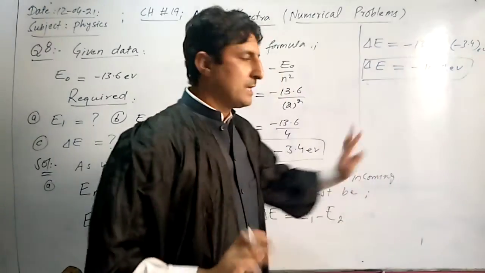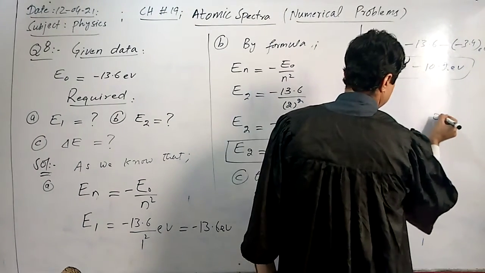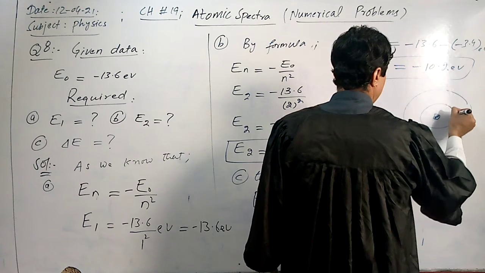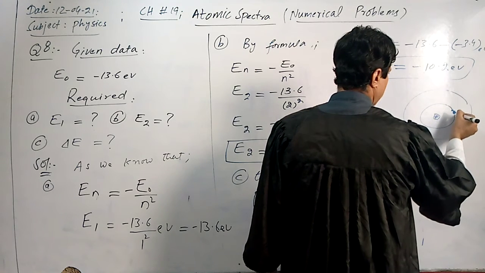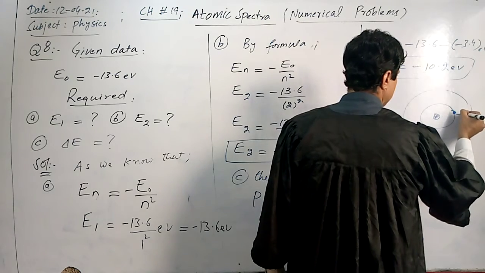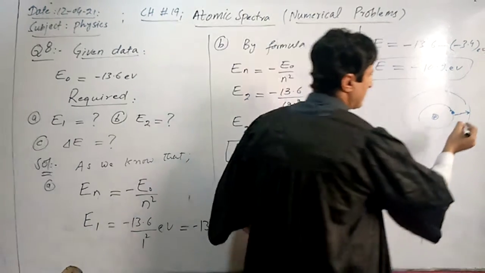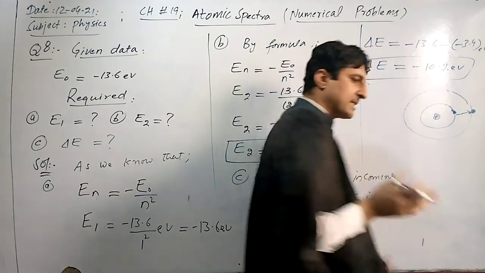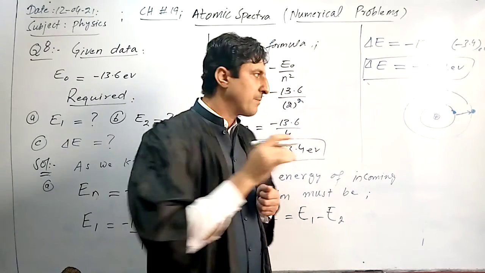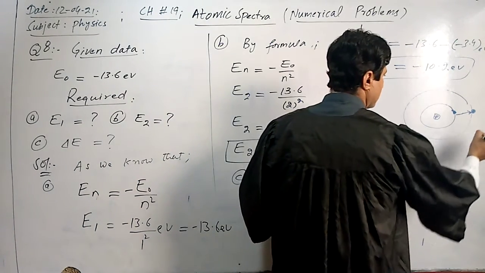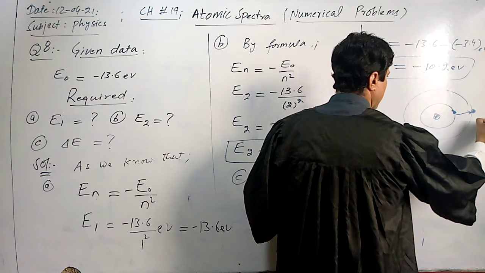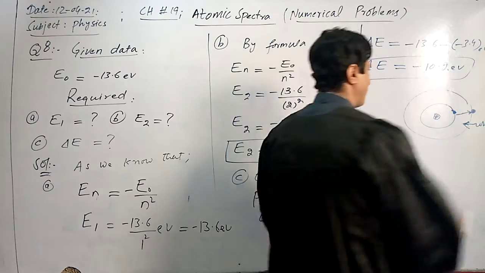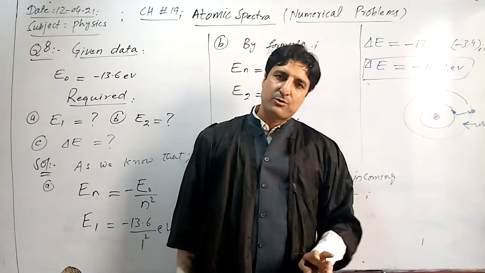What does it mean? Suppose this is the nucleus, this is the first orbit, and this one is the second orbit. If an electron jumps from the first orbit to the second orbit, it will jump when it gains some energy in the form of a photon. So the energy of this incoming photon must be equal to what? The energy of this photon must be equal to 10.2 electron volt.